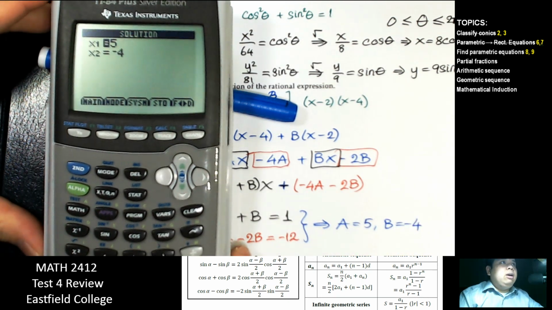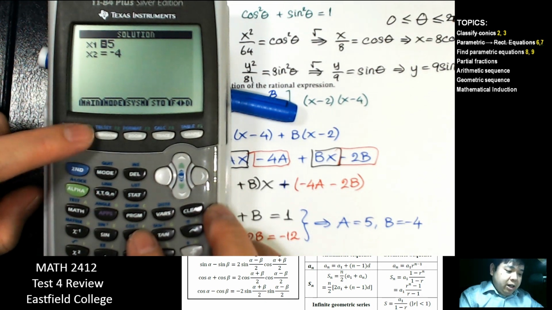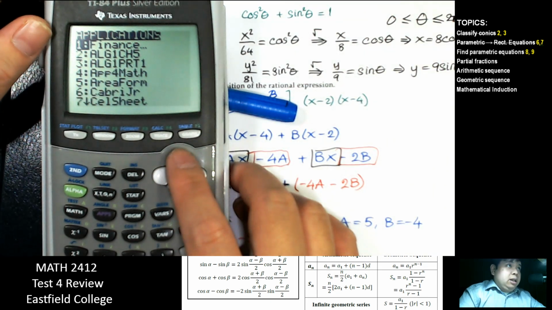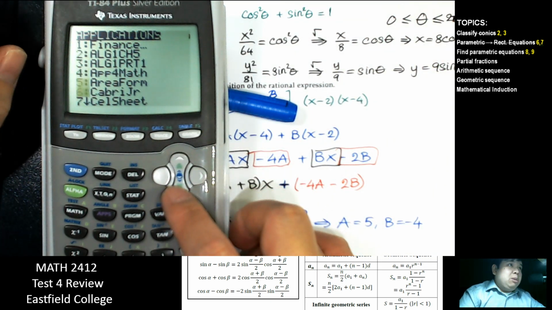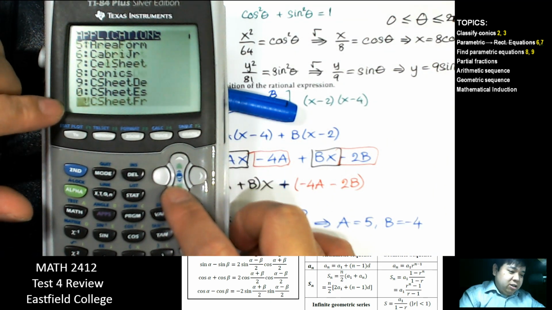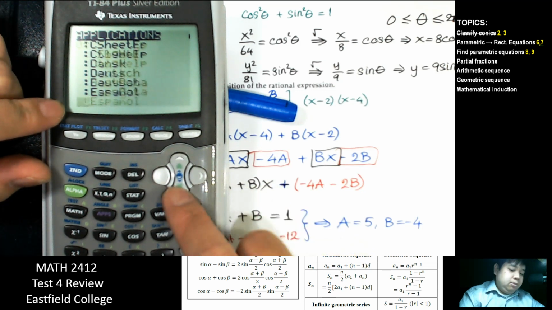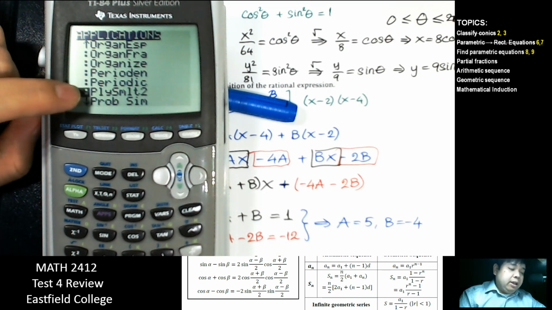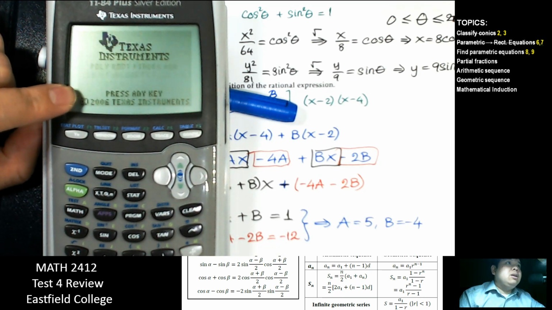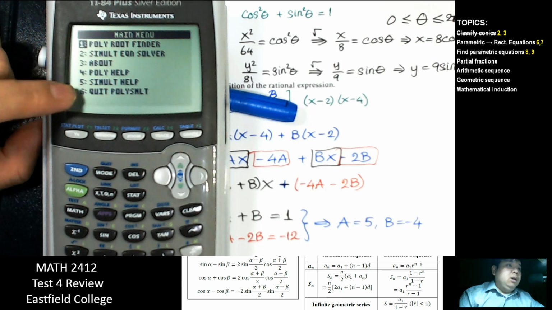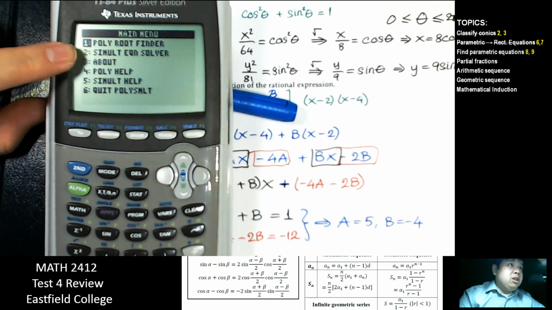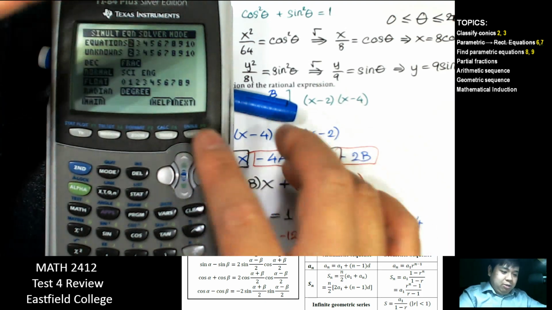Alright, so let's go back to that app again. It will be in polynomial, simultaneous equation. Right, that one. Polynomial root finder, sorry, not that. The second option, simultaneous equation. Right, and we just keep doing that.